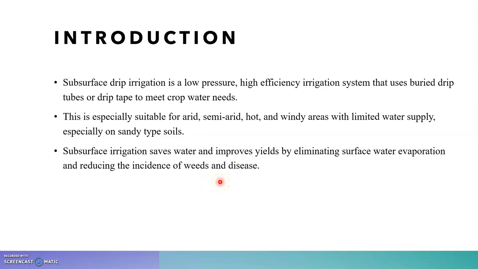So it saves a lot of water, so automatically it will save you cost as well and improves yield. If you improve the yield, automatically the return on investment will be very high. It reduces the evaporation loss whenever you are applying water over the field. There is a lot of water being evaporated, so that water we need to supply, otherwise we will not meet the crop water requirement.